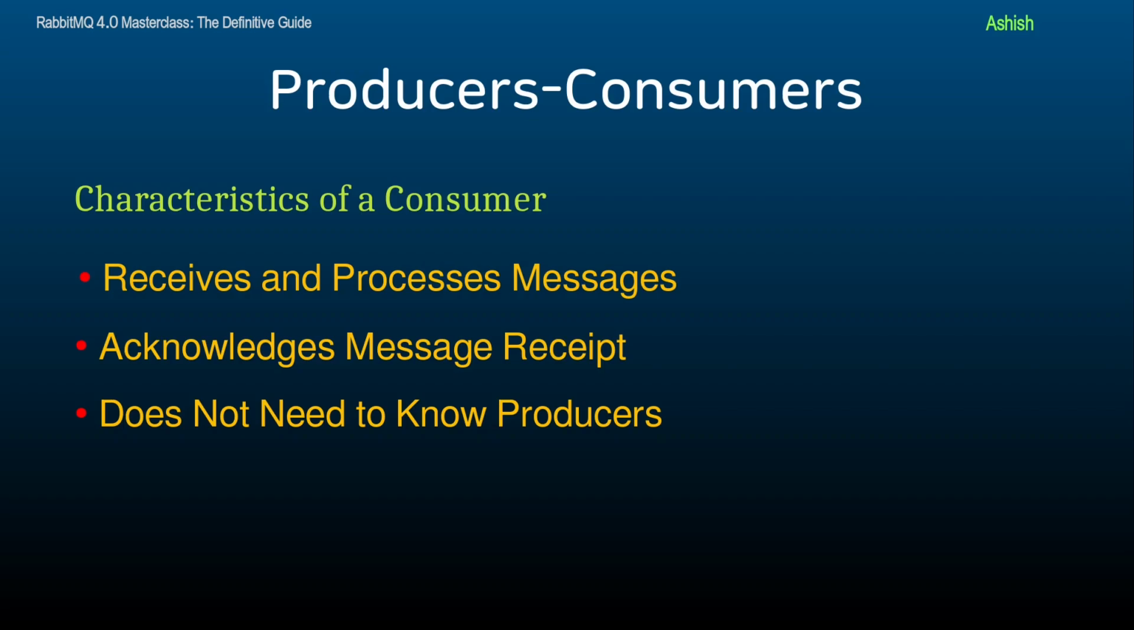A real-world analogy for consumers would be, consider a consumer like a mail carrier. They collect letters or messages from the post office, which is a queue, deliver them to the recipient, and then confirm the delivery or acknowledge the message. The mail carrier doesn't care who wrote the letter. Hence, we don't care about the producer. They just take it from the post office, which is RabbitMQ, and deliver it.